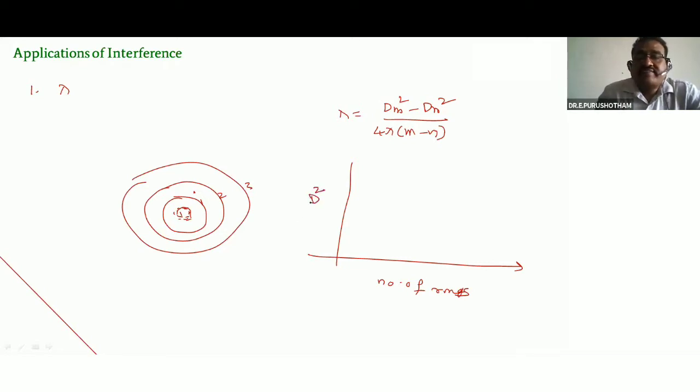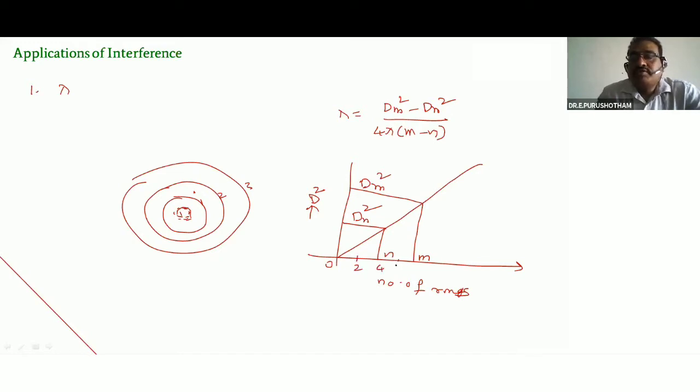Take a y-axis, d square, diameter square. You observe a graph, a straight line passing through the origin. For example, here this is n, that corresponding value dn square. This is m, that corresponding value dm square. For example, 0, 2, 4, 6, 8, 10 and so on. What about m value? m is equal to 8. n value, n is equal to 4. Just substitute here simply.